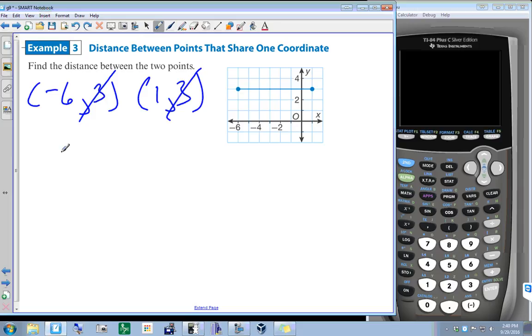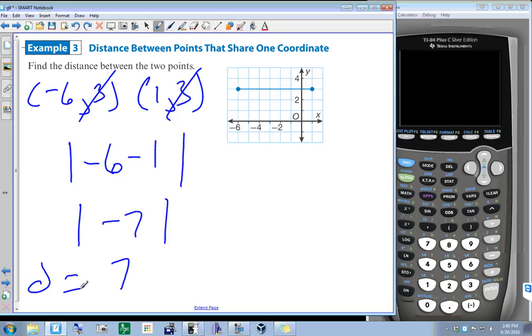So that means I just got the absolute value of -6 minus 1, which gives me the absolute value of -7. So the distance is 7. Is this true? Well, how far was it this way? 6. How far was it that way? 1. How much total? 7. There are a lot of different ways of looking at this. Sometimes it's easier to look at it one way than it is the other. So that's why I kind of show you guys multiple ways of thinking about this.